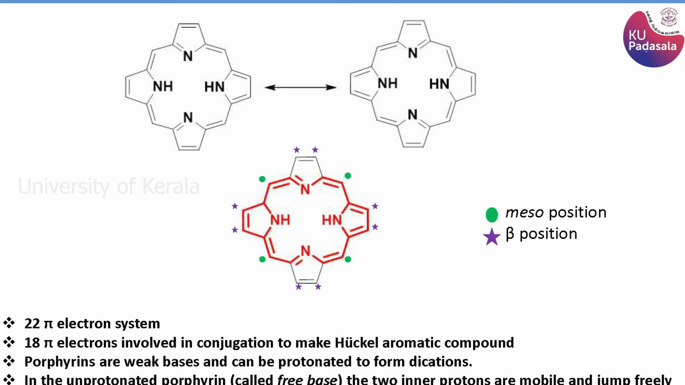This is very important when I discuss the next slides. And these pyrrolic carbons available here, which I marked with a star, are known as the beta carbons. So when you look at the structure, what you can find is that in a simple tetrapyrrolic system, porphyrin, we will have 4 meso positions and 8 beta positions.